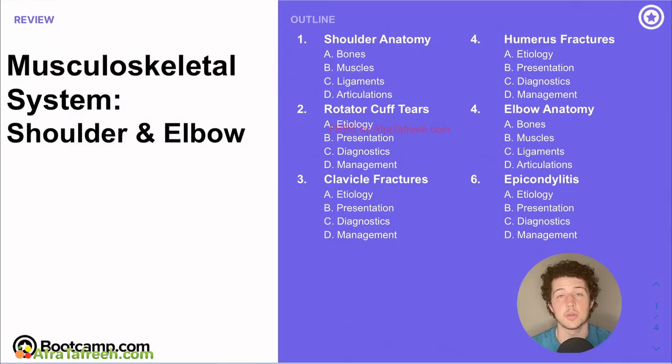In the upcoming videos, we'll talk about pathologies of the shoulder. So we'll go over rotator cuff tears, clavicle fractures, and humerus fractures. Then we'll move on to the elbow, and we'll go over normal elbow anatomy, and then we'll talk about epicondylitis, which is the most commonly tested elbow pathology for Step 1. Without further ado, let's learn about the shoulder.